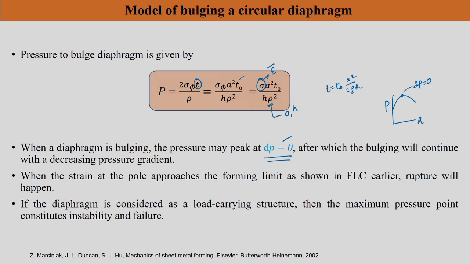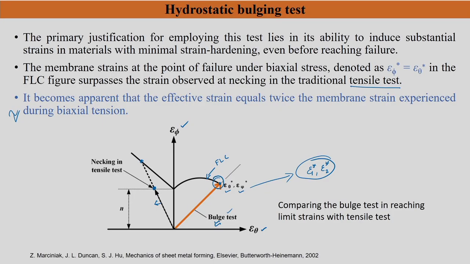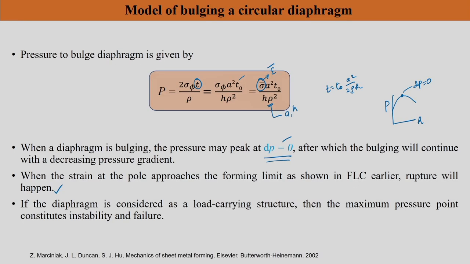Which means that when the strain at the pole approaches the forming limit, as shown in the forming limit curve earlier, rupture will happen. So we have fixed that fracture is going to happen at the pole region and initiate there. If you put an instability condition like dp equal to 0, you can compare these two cases: when is your strain going to reach your forming limit curve, like we have shown here, and when dp is going to become 0. These two can be compared to quantify your instability. But it may so happen that your limit strain reaches the FLC a little after dp becoming 0. If you consider this diaphragm or sheet as a load carrying member, then you have to be very careful that the maximum pressure point constitutes instability and fracture.